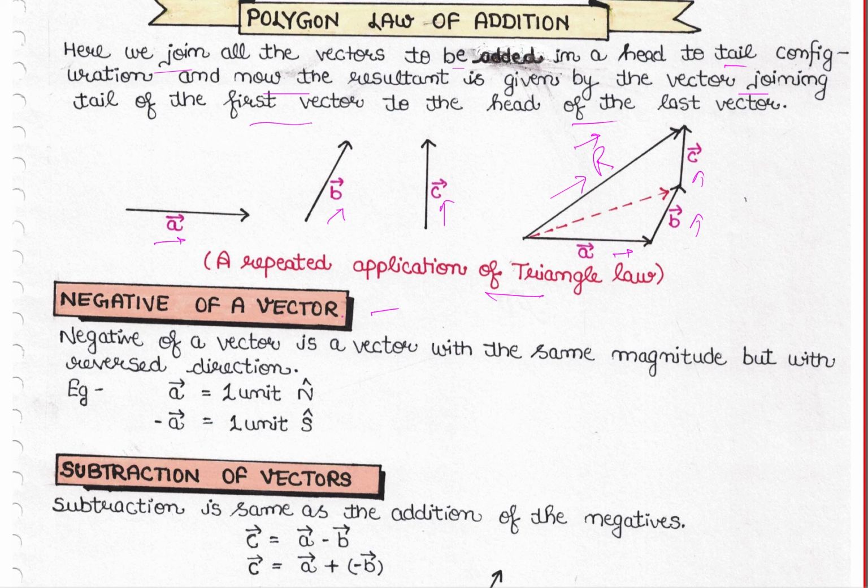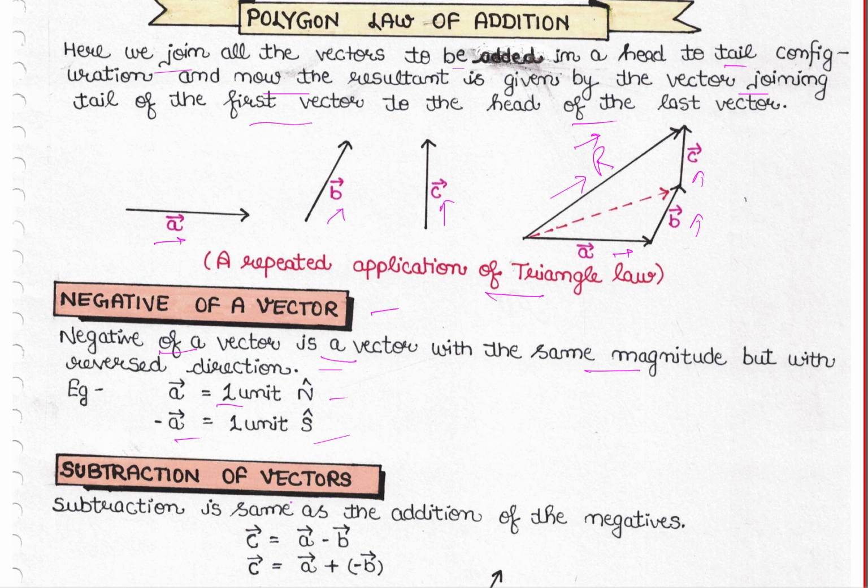Negative of a vector. What does it signify? Negative of a vector is a vector with the same magnitude but with reversed direction. That is, if A vector is equal to 1 unit north, minus A vector represents 1 unit south.